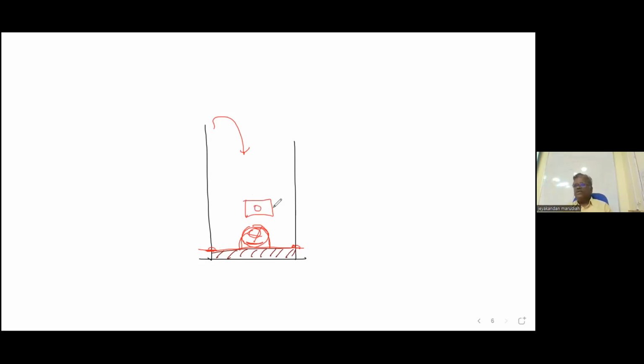Not the whole shell, only this area. For example, if the nozzle is here, nozzle and reinforcement, which is very close, we will cut the plate like this and put a plain plate here and replace the nozzle at the higher elevation.